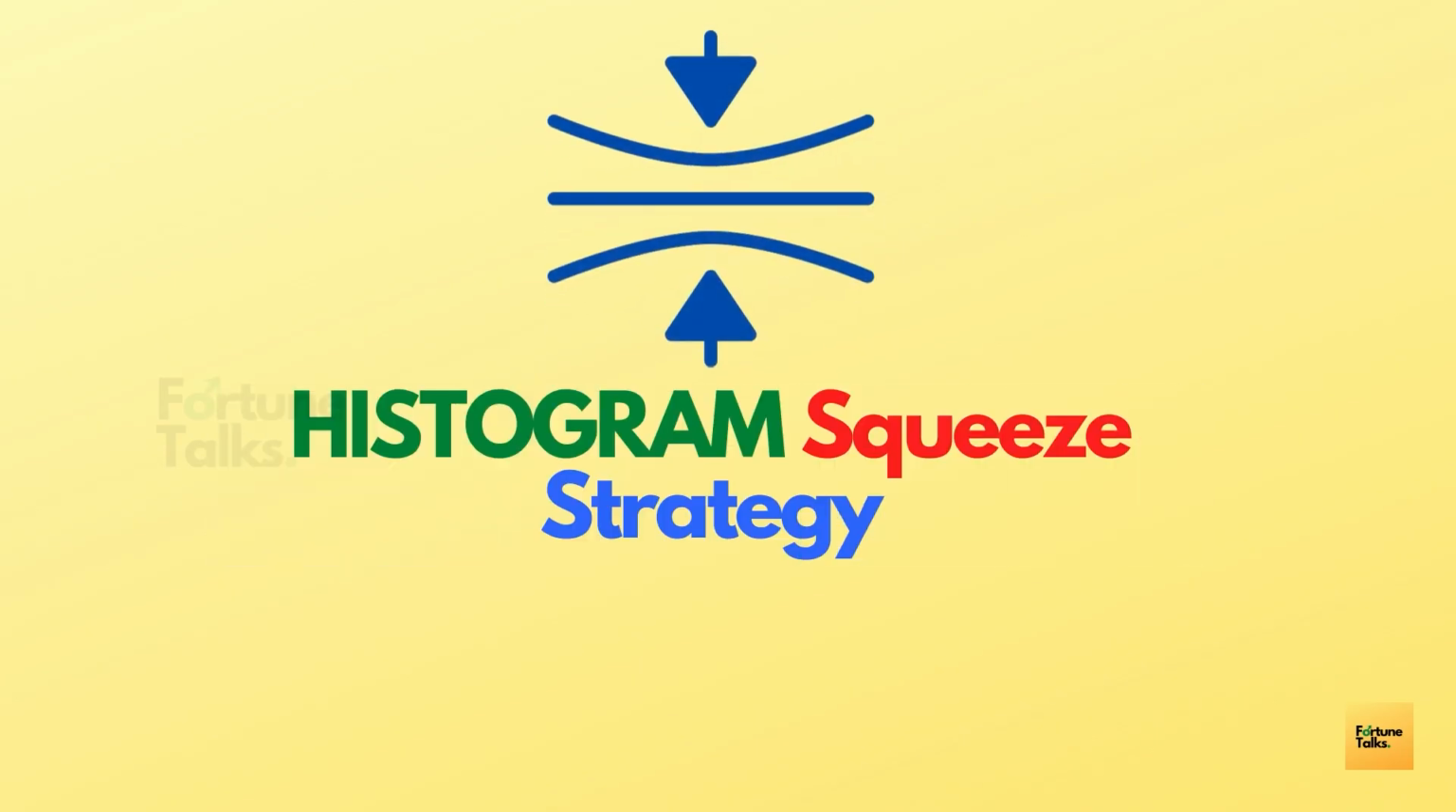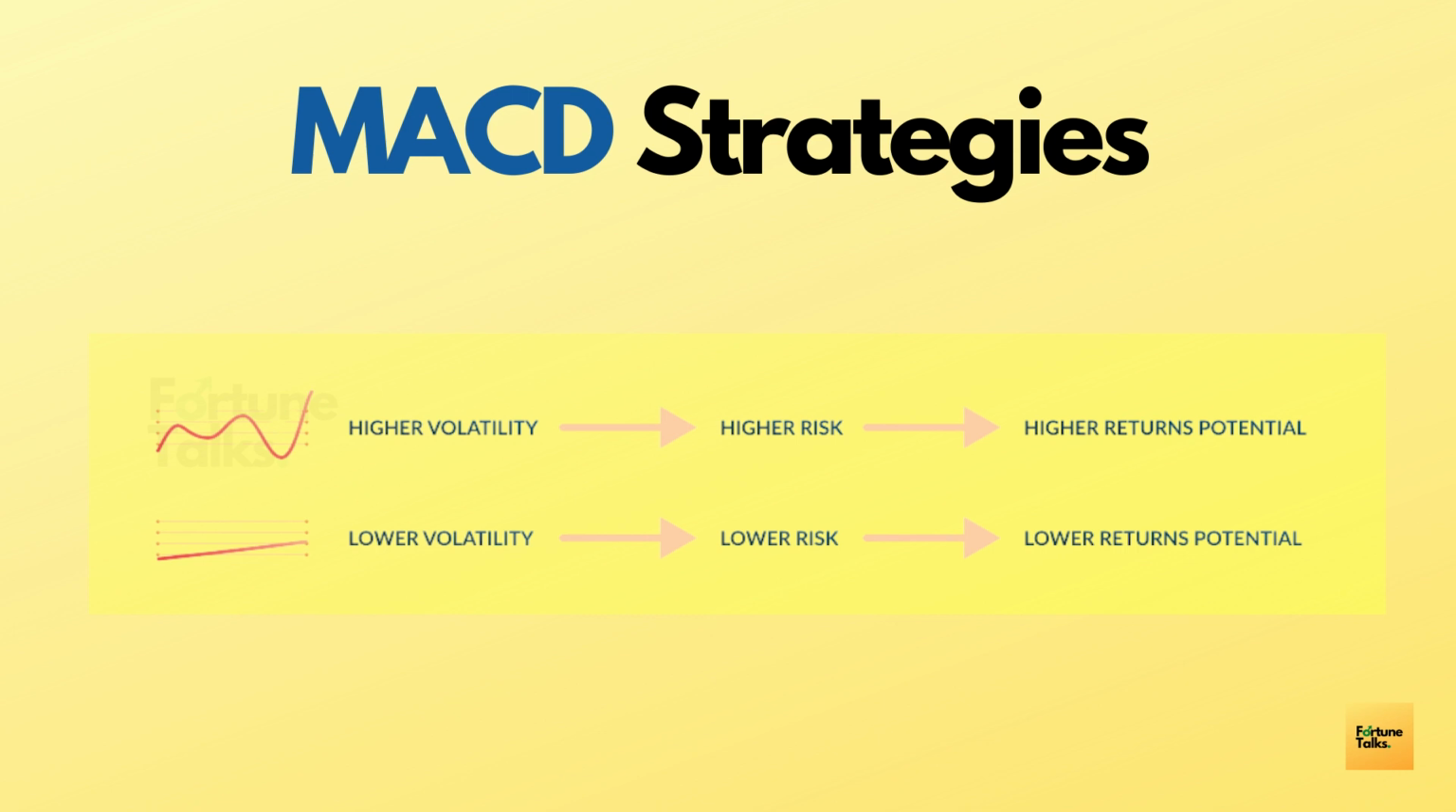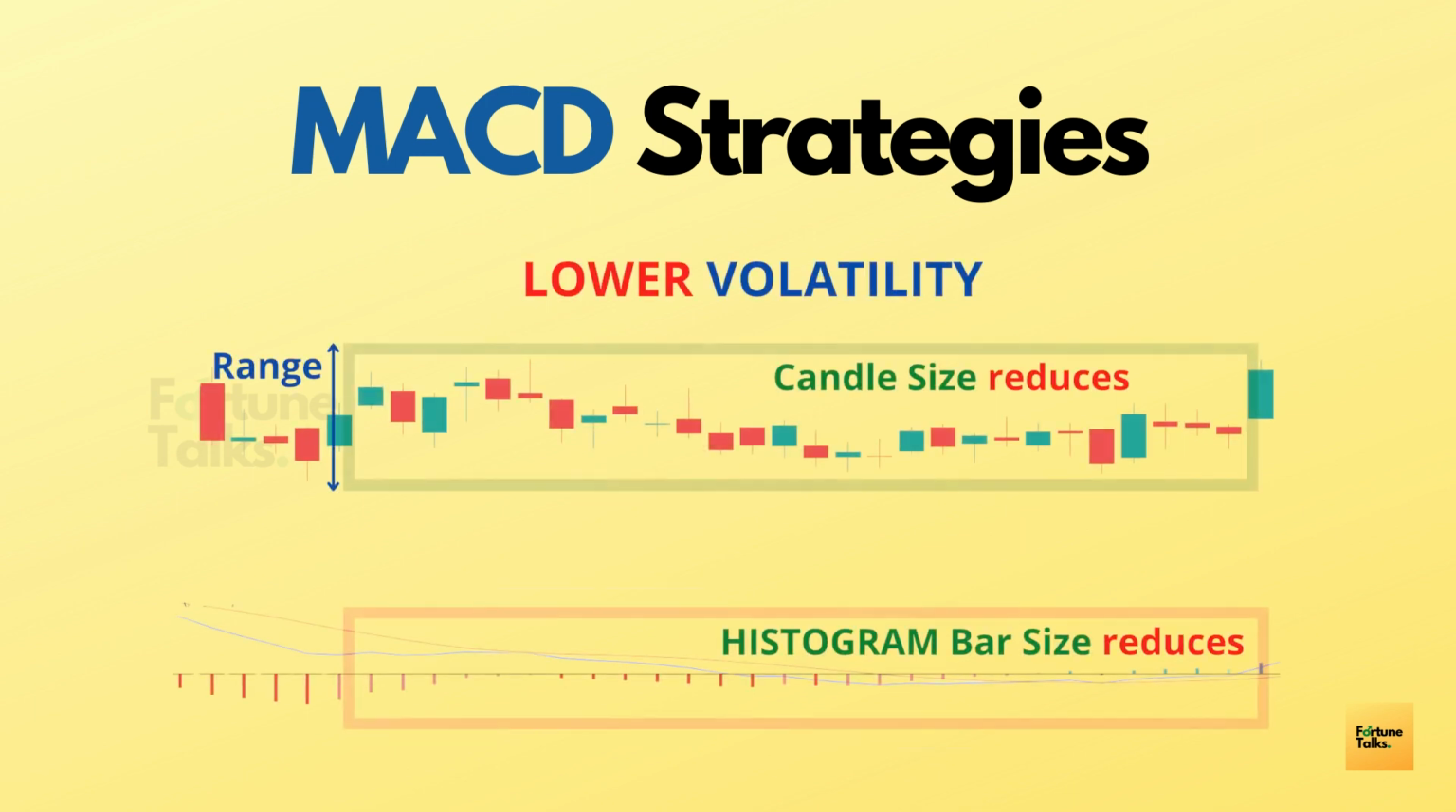The final strategy we'll be talking about is MACD histogram squeeze strategy. Whenever there is low volatility in the market, usually large explosive breakouts can occur. I have talked about the concept of volatility in my Bollinger Bands video, so if you want to know more, please check out that video. So as a general rule of thumb, when the volatility reduces, you'll notice that the range of the candle gets smaller and tighter. So once again, we will have to take the help of the MACD histogram.